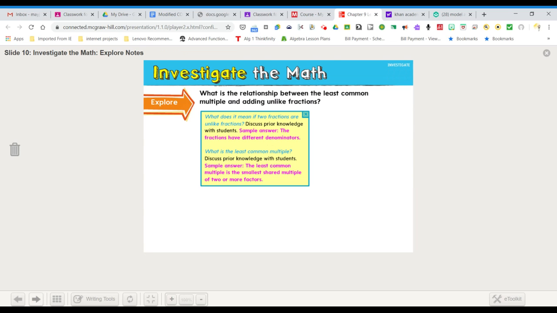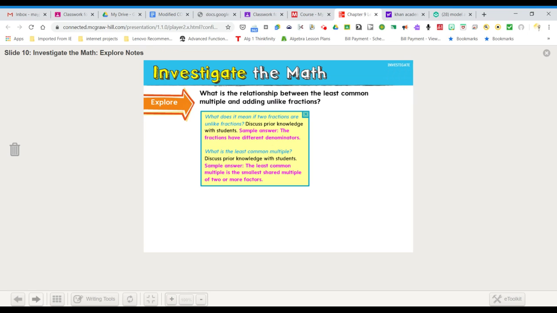Okay, so the question is, what's the relationship between the least common multiple, the LCM, or least common denominator, LCD, that we've been talking about in the last chapter, and adding unlike fractions? Now, in your flip books, you have a section on how to find the least common multiple. So you might want to refer back to that. So it says discussing prior knowledge with students. We have fractions that have different denominators. We know what that means. We've done a few activities with those.